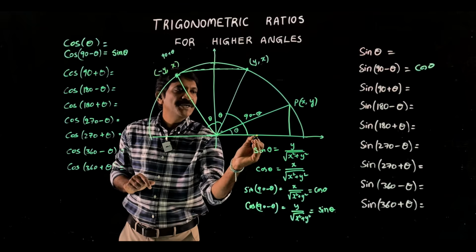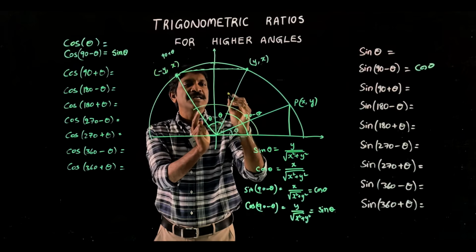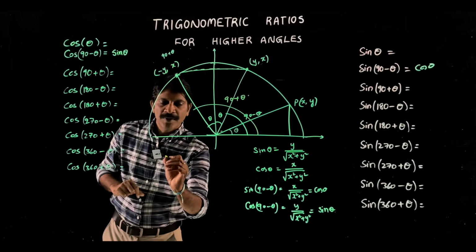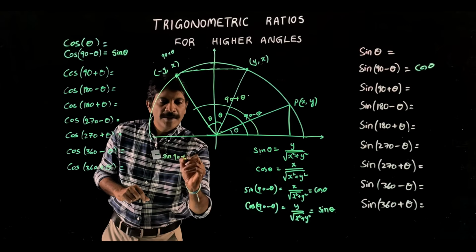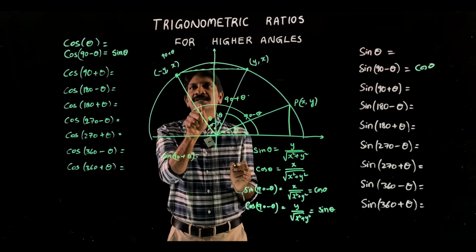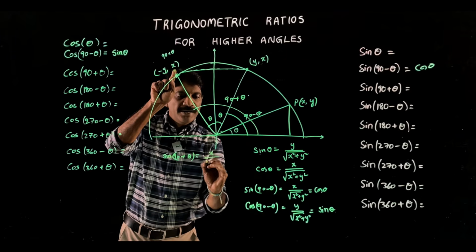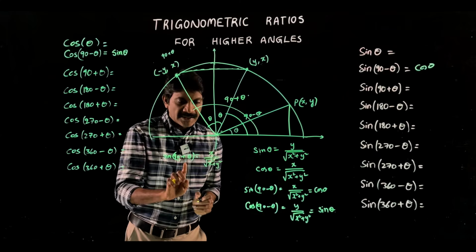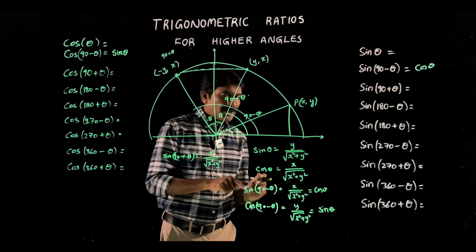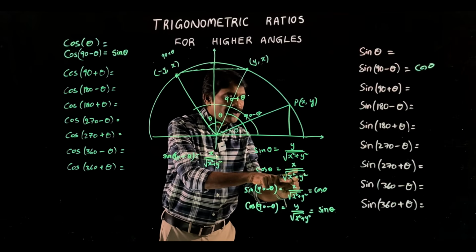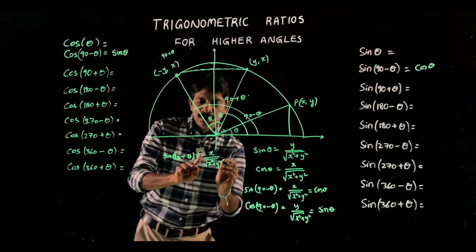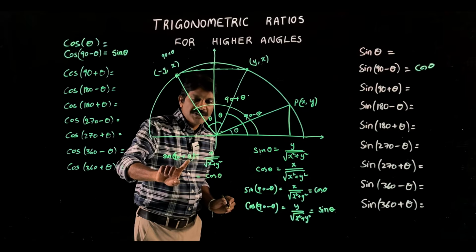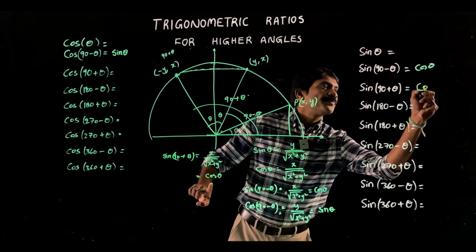In that way, we can write the points here. And the angle from here to here is 90 plus theta. So sine 90 plus theta. For 90 plus theta, the sine value will be x by under root x square plus y square. Now look at theta, where x by root of x square plus y square is there for cos theta. So this can be written as cos theta. Therefore, sine 90 plus theta is cos theta.